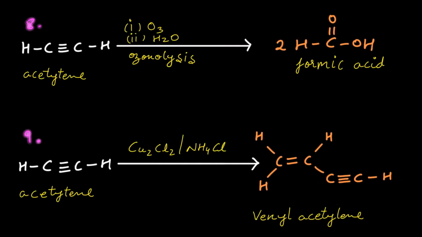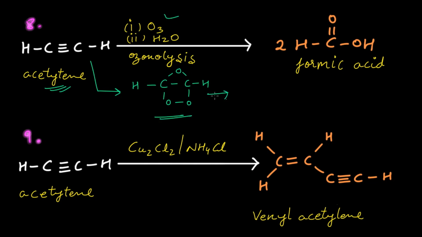Next, when acetylene is treated with ozone, now this reaction is kind of different. The final product you are going to get is formic acid, and the intermediate is different from the case of a double bond. In case of a triple bond, in case of acetylene, the intermediate will be different, and the structure is like this. This is your first intermediate which you get when acetylene is treated with ozone.